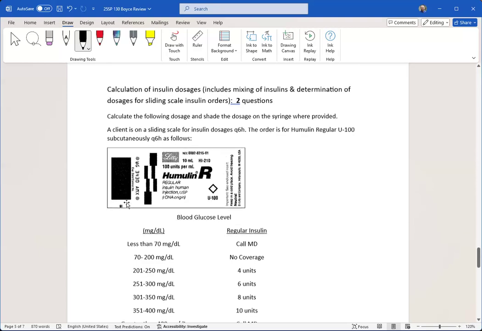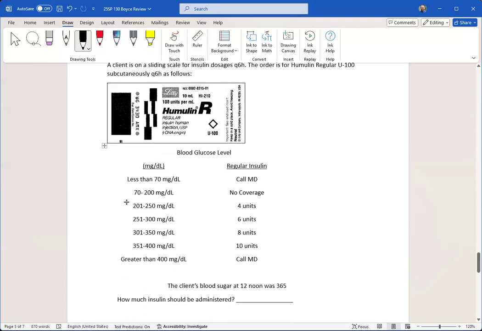You'll have some insulin questions. You had these last semester, I believe. It's just a matter of reading the chart. So if they tell you that the reading was 365, you look for the 365 reading. In this particular range, we would administer 10 units. So that way you're giving your patient insulin to absorb some of that glucose that they're taking in.